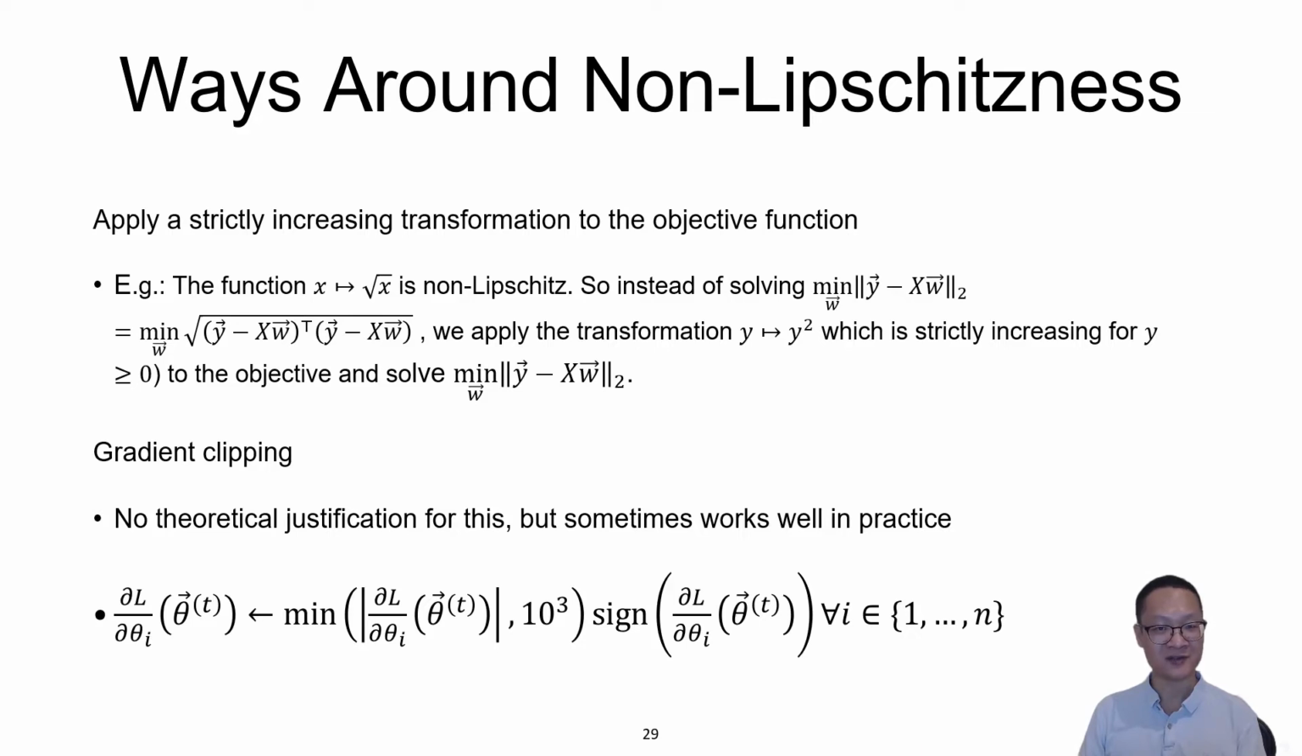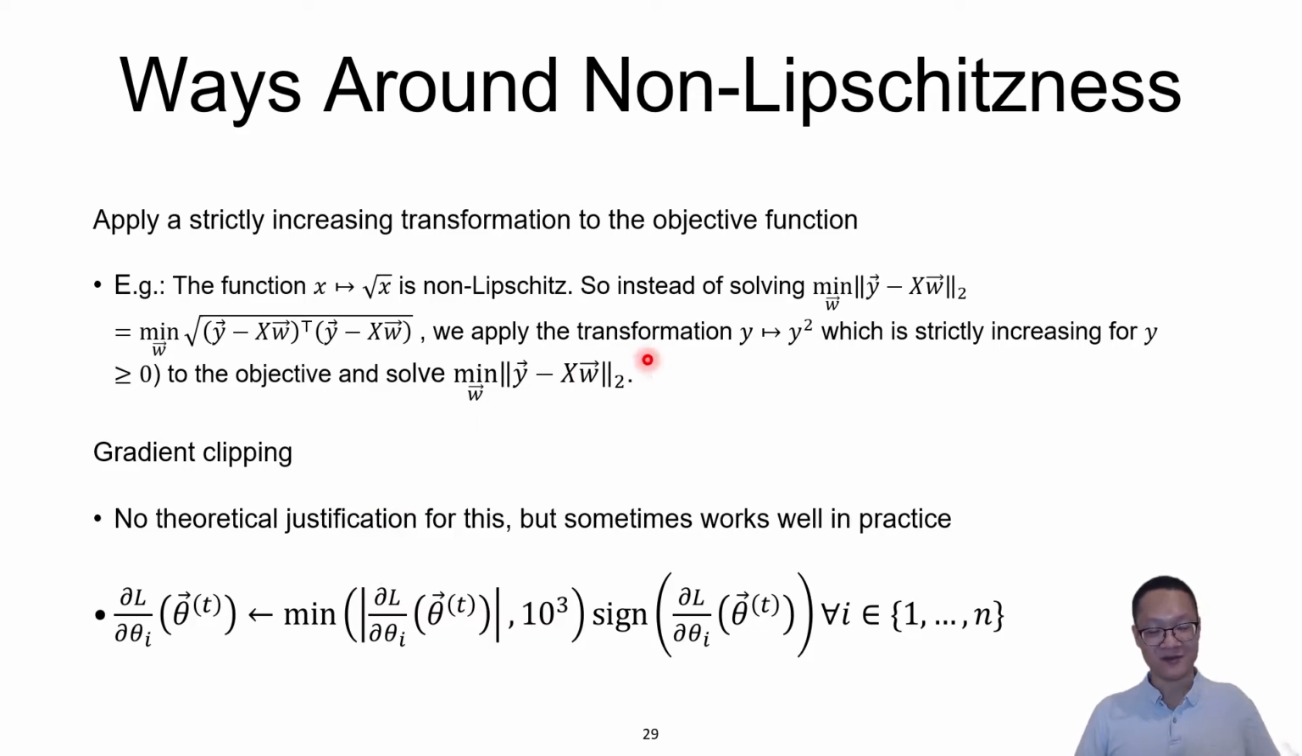So how do you get around non-Lipschitzness? A lot of times we can try to find a strictly increasing function to apply to the objective function. This is similar to how when we're doing maximum likelihood, we could apply the log function, which is strictly increasing, to the objective, which was the likelihood function, and then that doesn't change where the minimum or the maximum occurs.